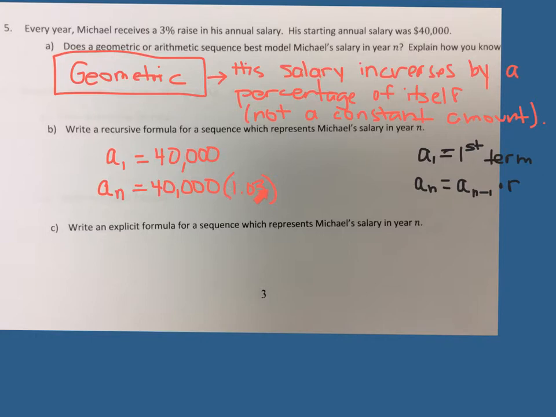In our exponential growth formula, you're taking 40,000, the first year's salary, and you're multiplying it by 1 plus the rate, so 1.03. So this right here would be our recursive formula.